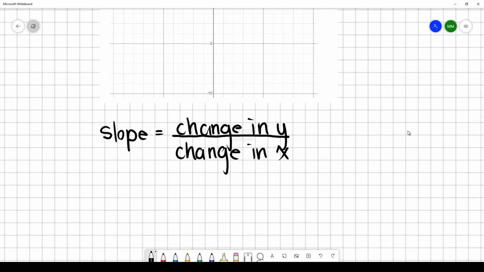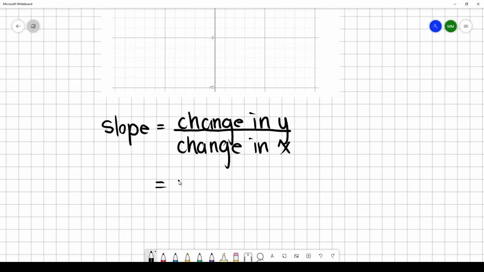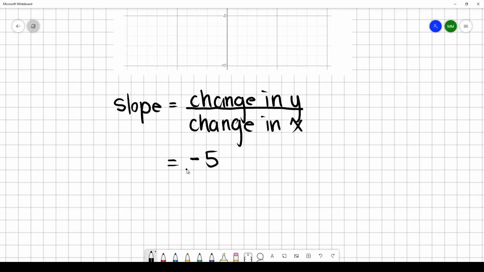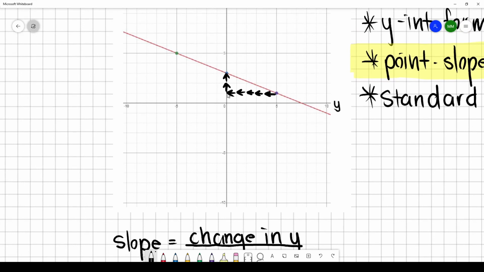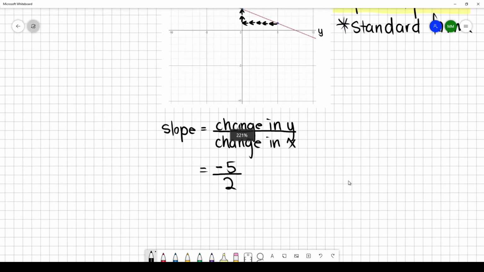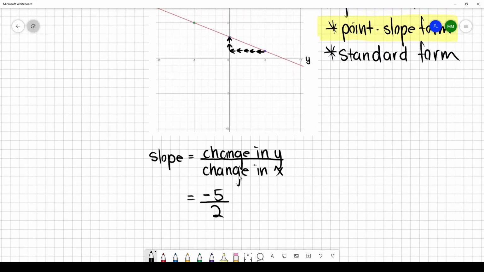So change in y is negative 5. I went down 5. And change in x is positive 2, yes. I went from 1 to 3, so that's a change of 2. So that is your slope. The slope is always change in y over change in x. And that is what we got.